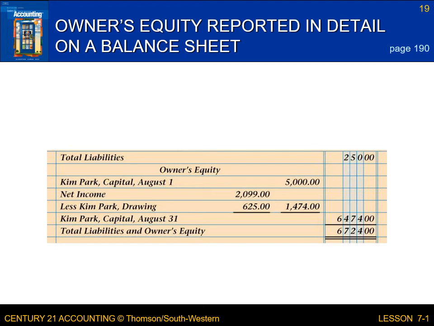$625. If we add the net income, subtract drawing, we get $1,474. Therefore, if I add up $5,000 plus $1,474, my ending capital for this month as of 31st is going to be $6,474. That is how I get that owner's equity number.